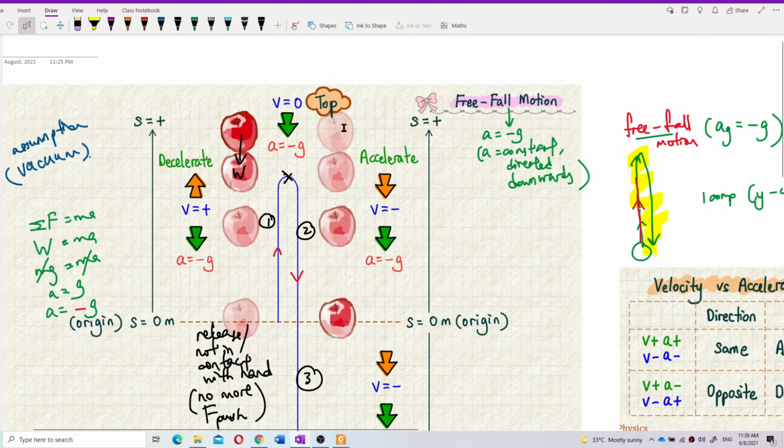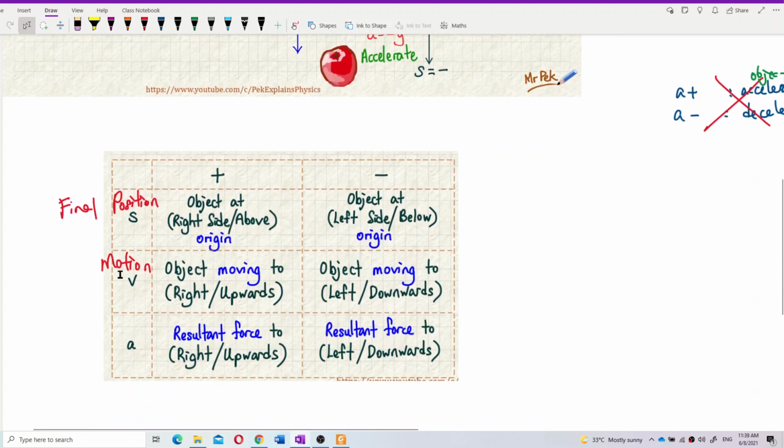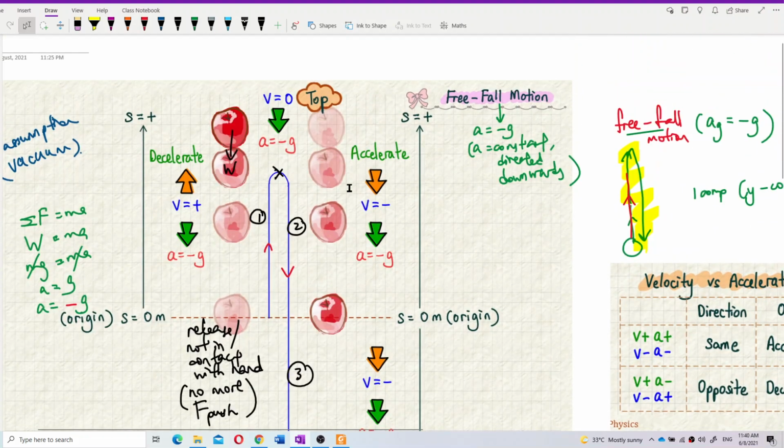Okay, velocity. The apple is going down, so the motion is downward. So velocity is negative, because when moving downwards, velocity becomes negative. But the acceleration is still negative g, never changing.